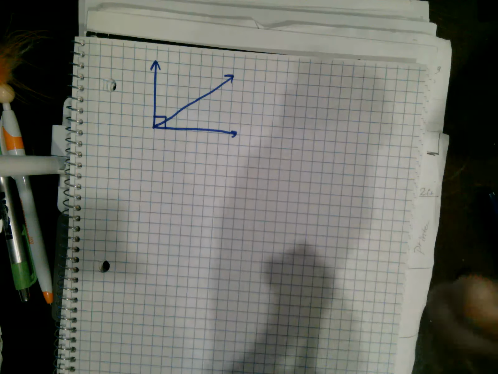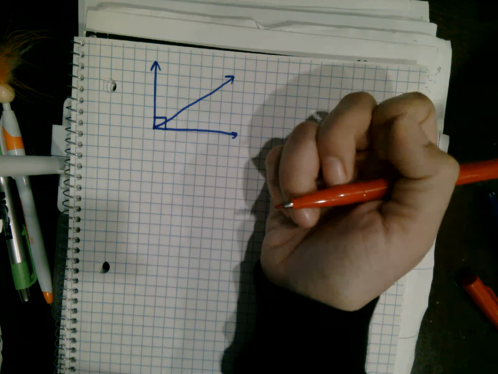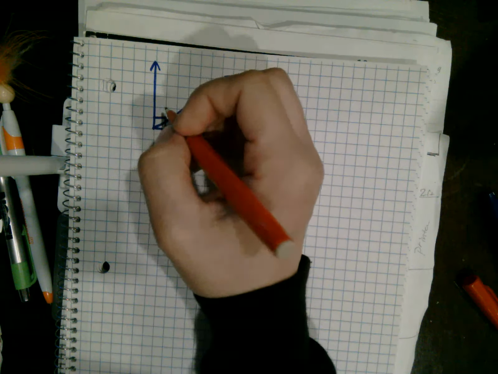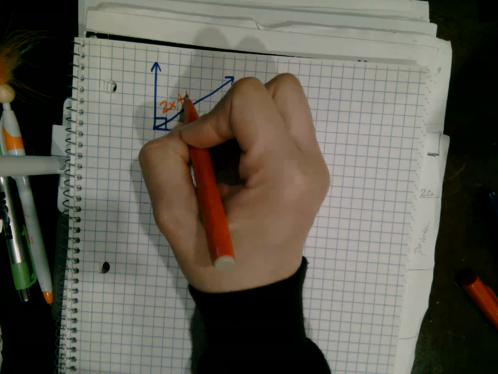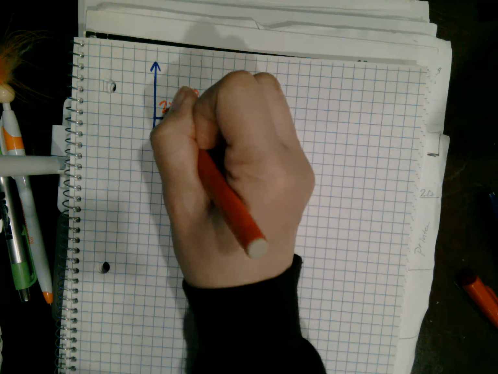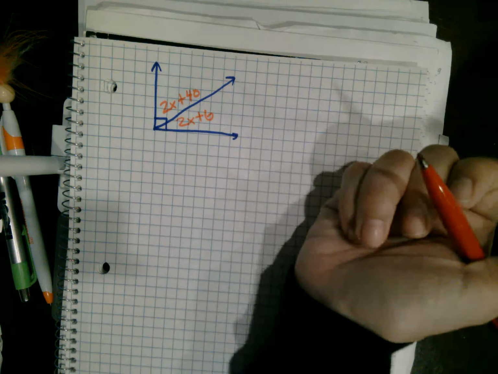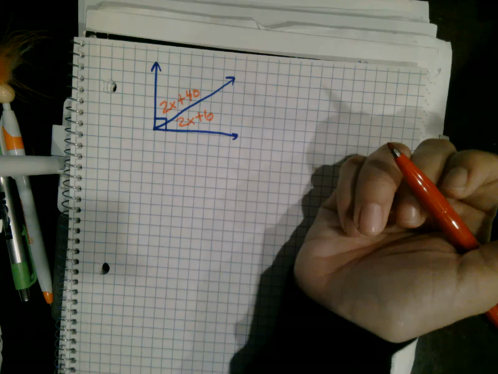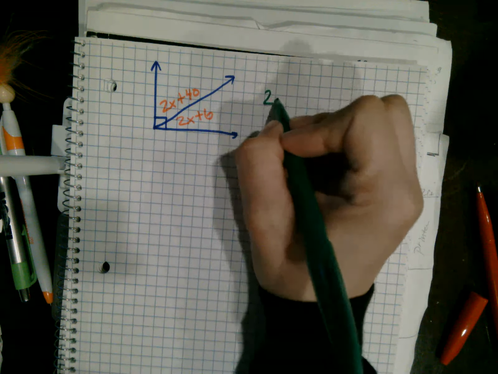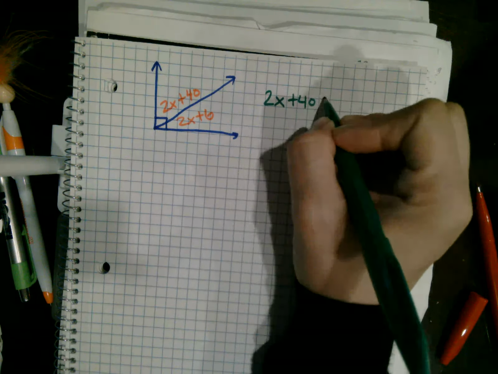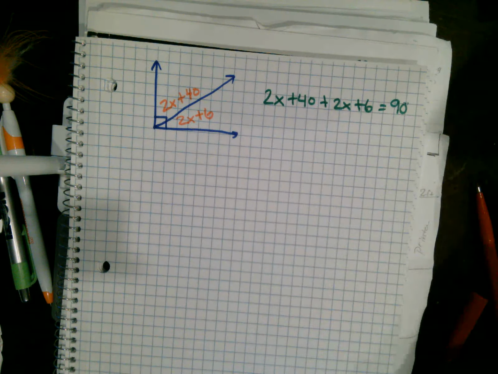All right. So let's do 2x plus 40 and 2x plus 6. Okay, so let's write an equation. 2x plus 40 plus 2x plus 6 all equals 90 degrees, right?